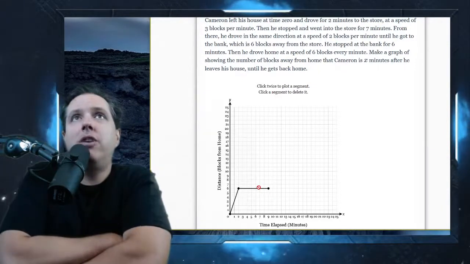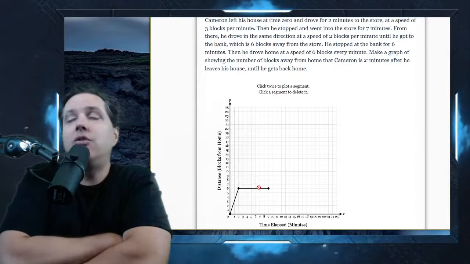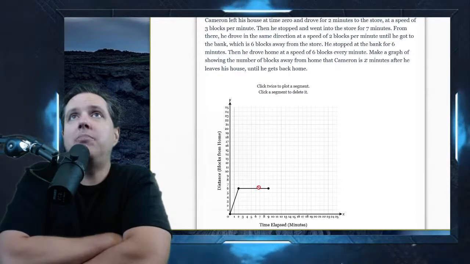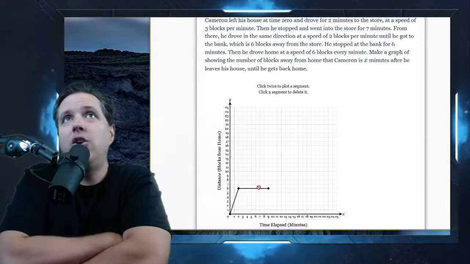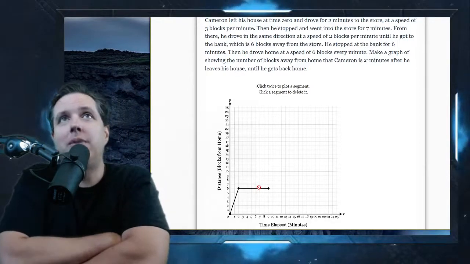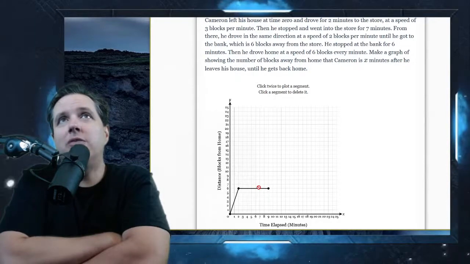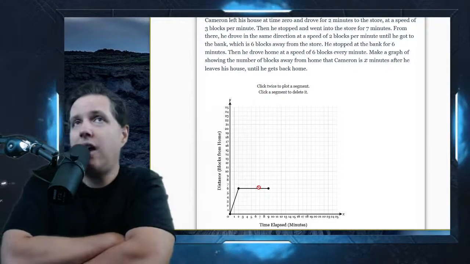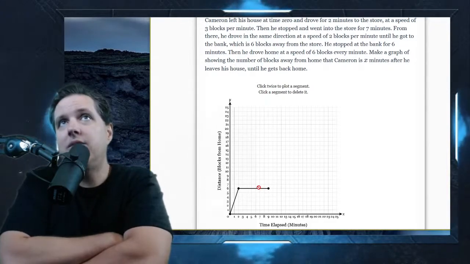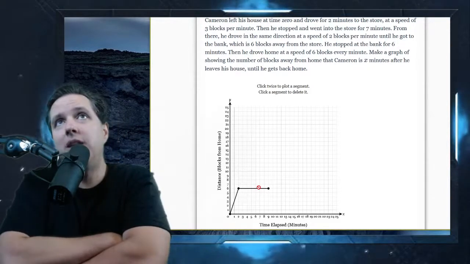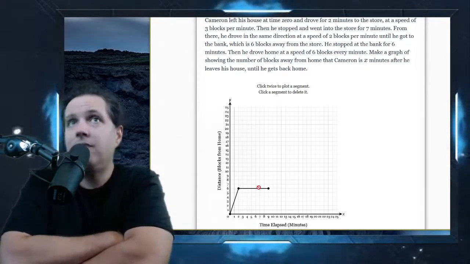What do we have? From there, he drove in the same direction, so he's still going away from home, in the same direction at a speed of 2 blocks per minute until he got to the bank, which is 6 blocks from the store. So again, a bunch of information in that paragraph. Let's think about that. Okay. He traveled 6 blocks, and he did it at 2 blocks per minute. So how long was he driving? 3 minutes, right? How long would it take you to go 6 blocks? If you were going 2 blocks per minute, it would take you 3 minutes.